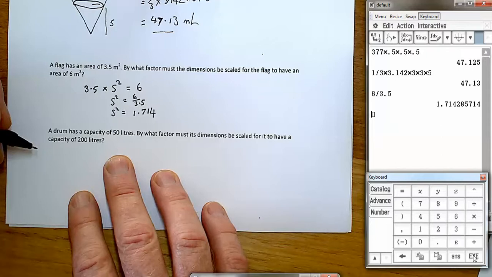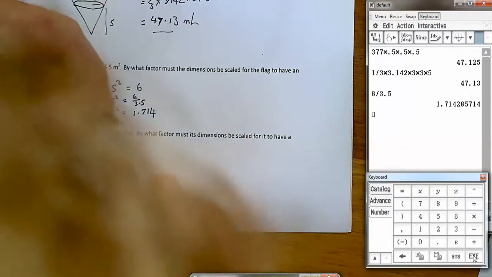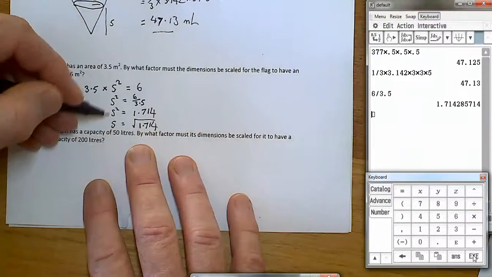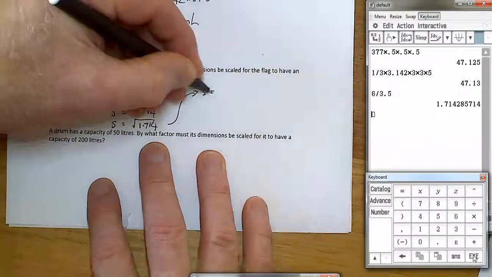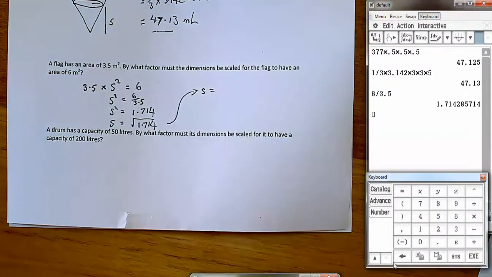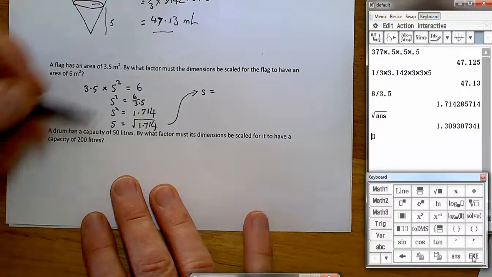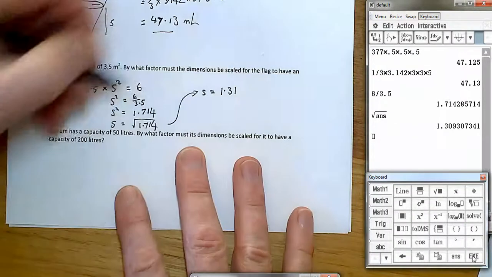Now to find S, I'll need to take the square root. So that means S is equal to the square root of 1.714. Take the square root of this side, I'm left with S. Take the square root of this side, and I'll find out that S is equal to, I'll have to go into my calculator. Here we go. I want the square root of my answer. Square root of my answer is 1.309. Let's make it 1.31 to 2 decimal places.